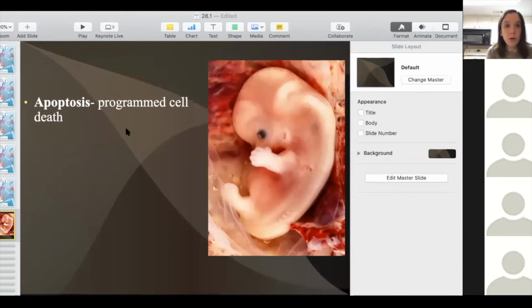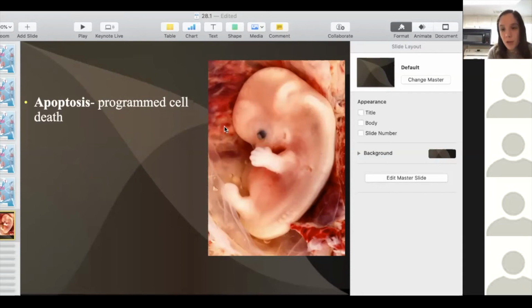And so there's a normal cell death that occurs in the body, and almost all of your cells are replaced about every 7 to 10 years. There are a few cells that are not, things like your brain cells, your muscle cells, some bone cells aren't replaced, but almost all the cells in your body are replaced about every 7 to 10 years.